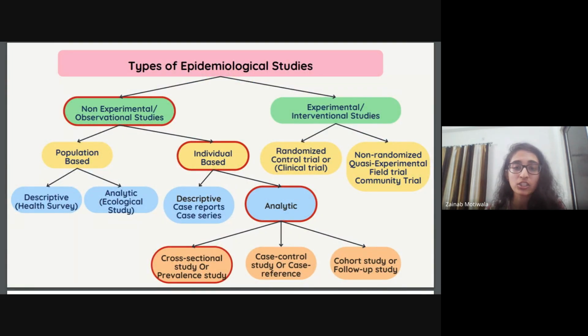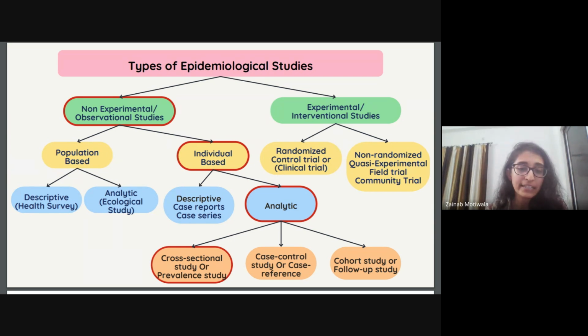Now we get back to this epidemiological study flowchart that we discuss almost every session. So we already know that we have two types of studies. One, those are observational, non-experimental studies. On the other hand, we have experimental interventional studies. When we're talking about observational studies, we have two types. One is population-based, while the other is individual-based.